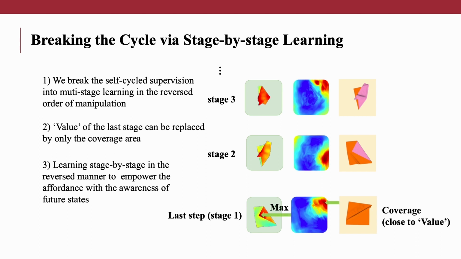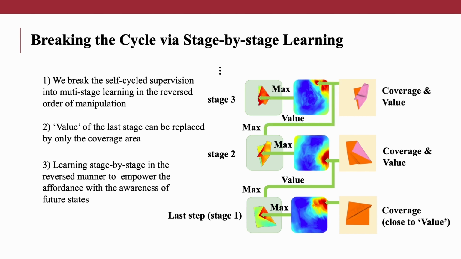With this key assumption, we can train the whole model by first training the placing affordance of the last stage, and gradually supervise the learning of picking affordance, providing value supervision for placing and picking affordance of previous stages. In this manner, we enable the model the awareness of future states, and thus avoid the local optimal states.